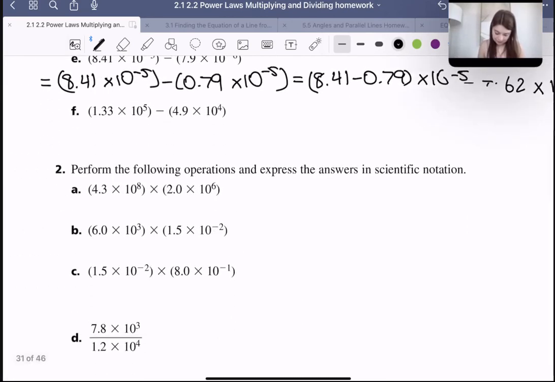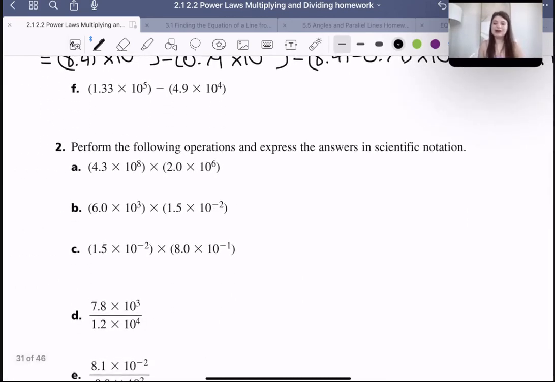Okay. Next, let's move on to letter F. So F is, we have 10 to the 5 and 10 to the 4. So we need to change the 10 to the power of 4 and make it a 10 to the power of 5. And how do we do that? We move our decimal place one to the left.